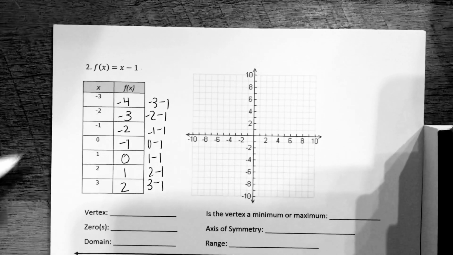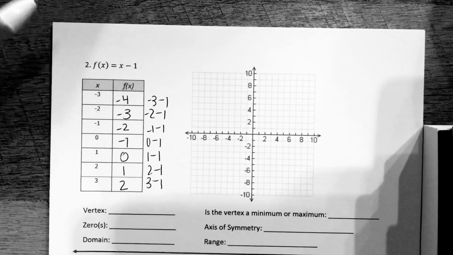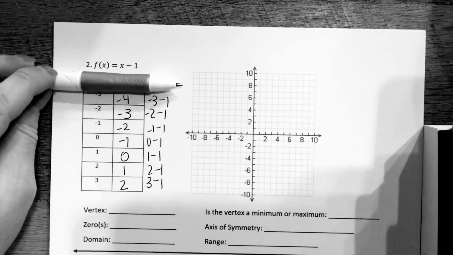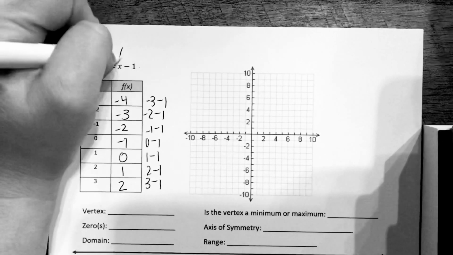Now, the reason why I wanted you to treat this as if we didn't know what was happening is because we are looking at quadratic functions, but specifically this graph right here, f of x equals x minus 1, this is actually not a quadratic.